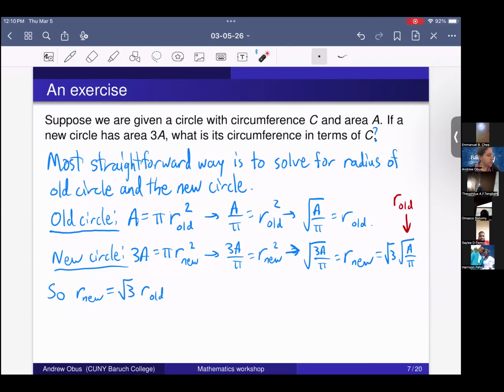Okay, so by comparing the area of the old circle and the area of the new circle, we see that the radius of the new circle is square root of 3 times the radius of the old circle. So now, what do we know? The question doesn't ask us about the radius. The question asks us about the circumference. So we know that the radius of the new one is square root of 3 times the radius of the old one. So let's now do circumference.